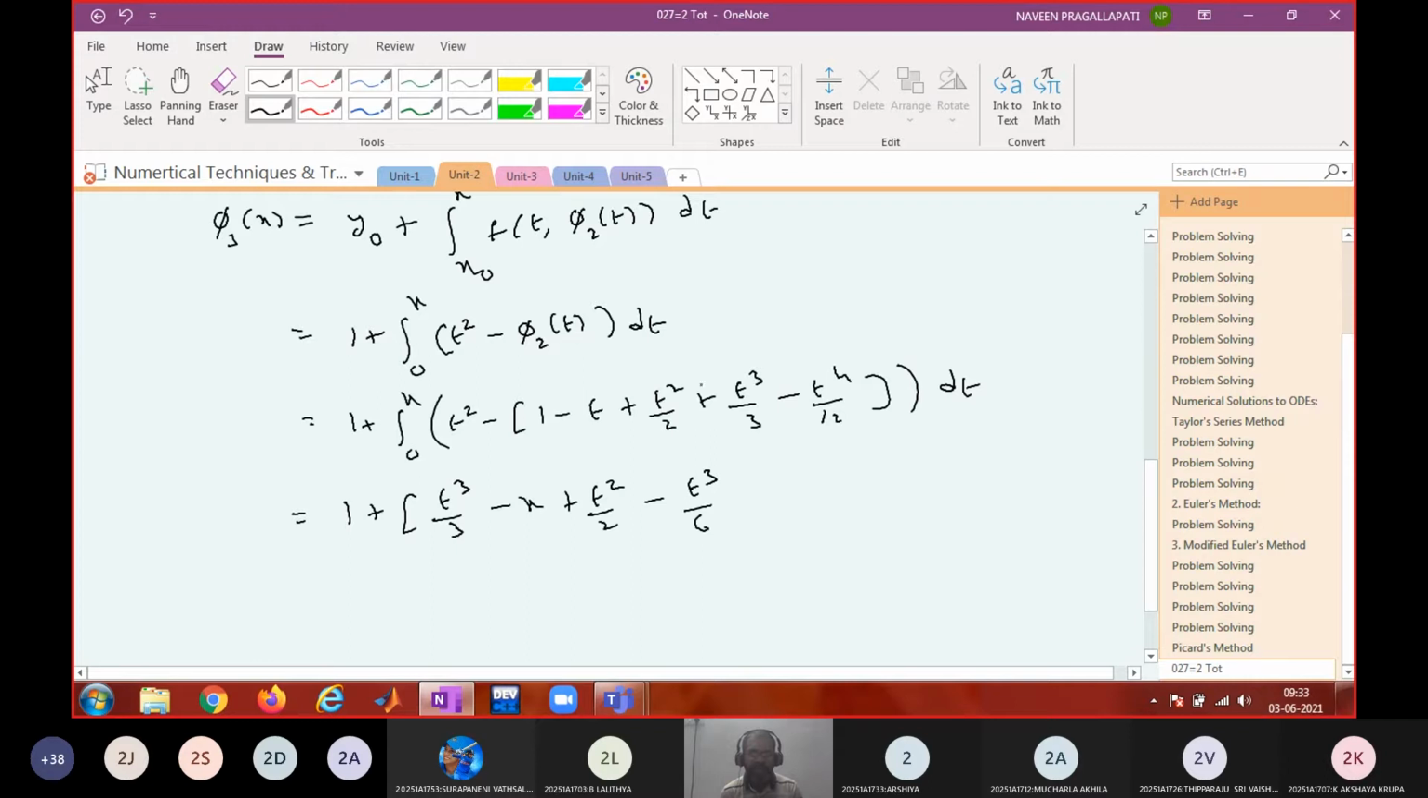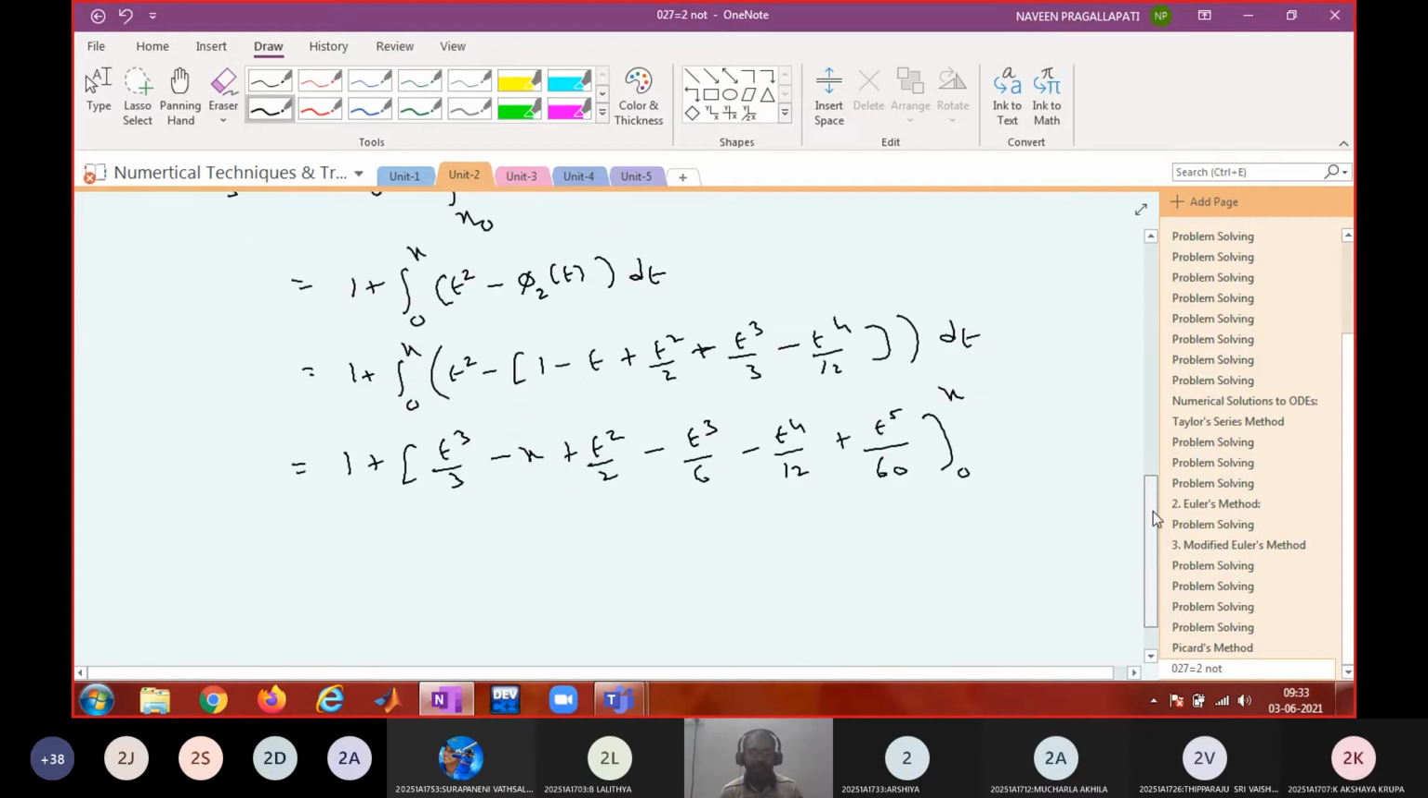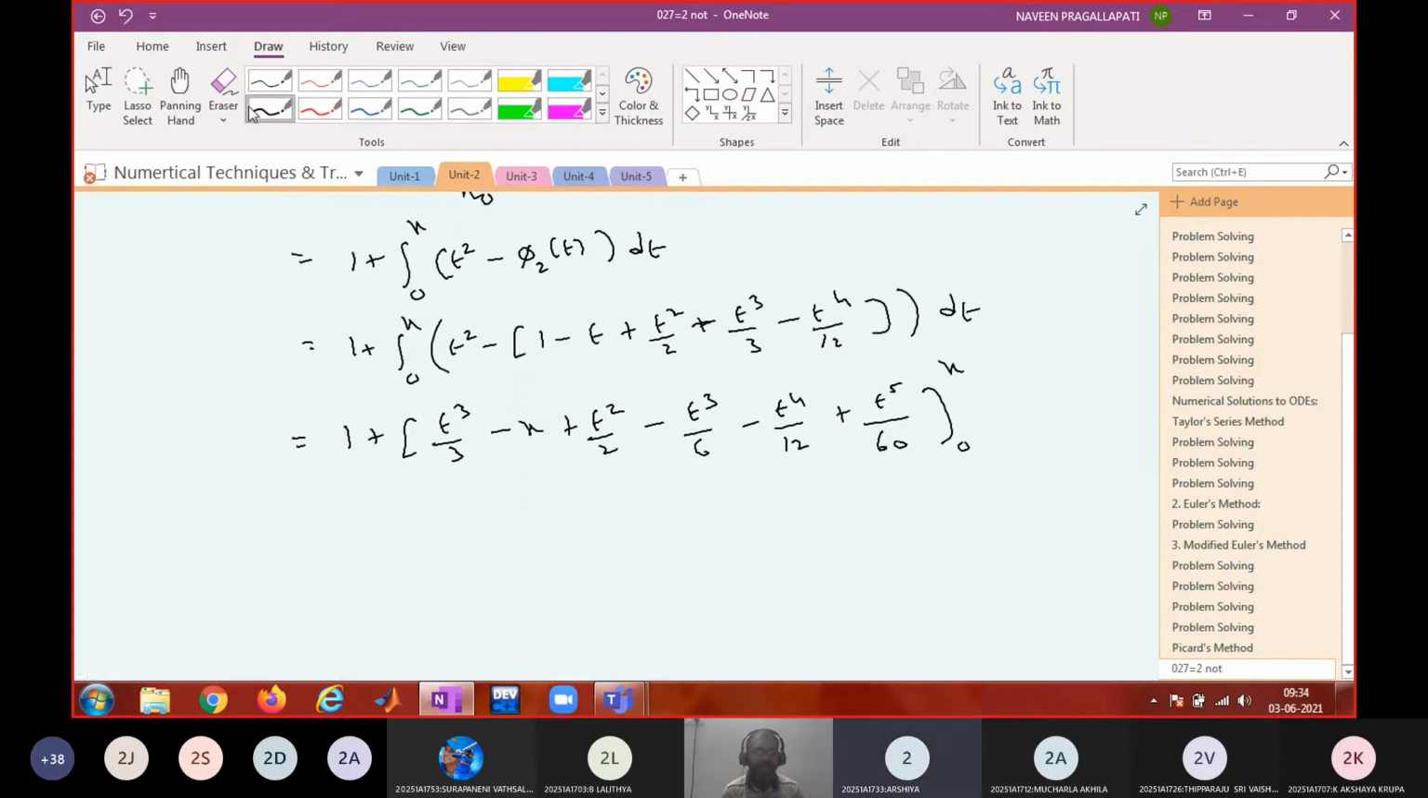So minus x plus t square by 2 minus t cube by 3 into 2, 6, minus t power 4 by 4 into 3, 12, plus t power 5 by 5 into 12, 60. The limits are from 0 to x. So I think there is a mistake here. Minus t. This has to be minus t.